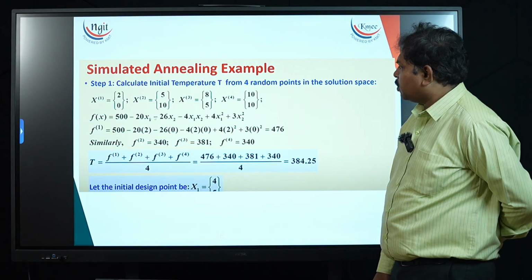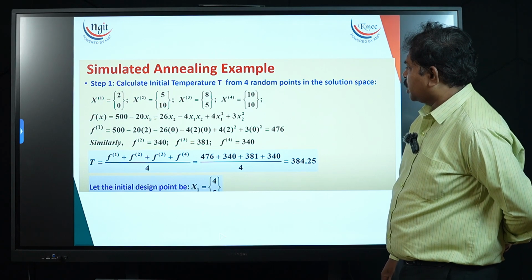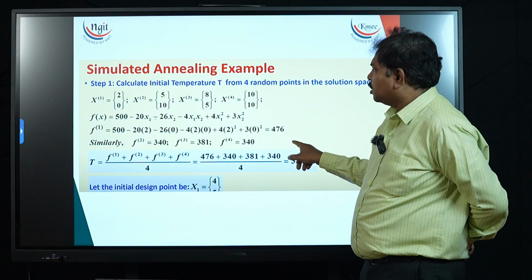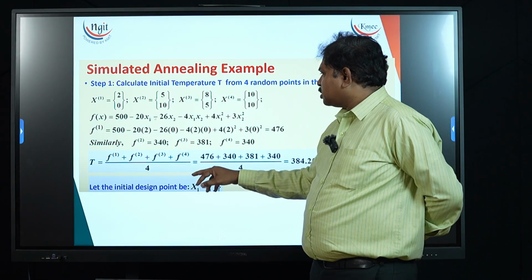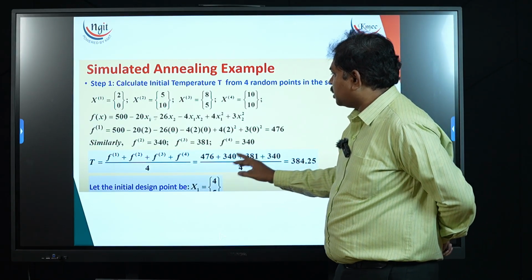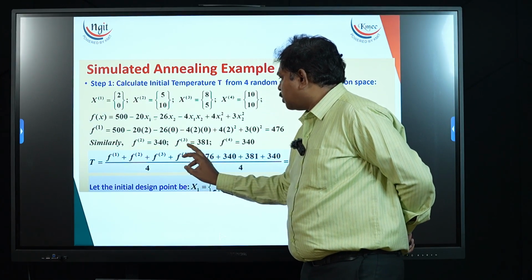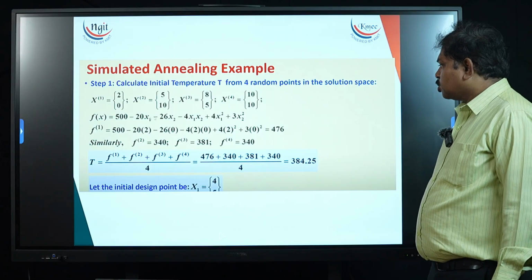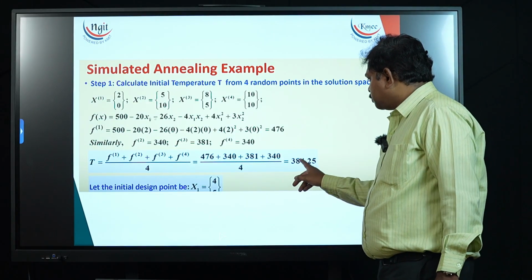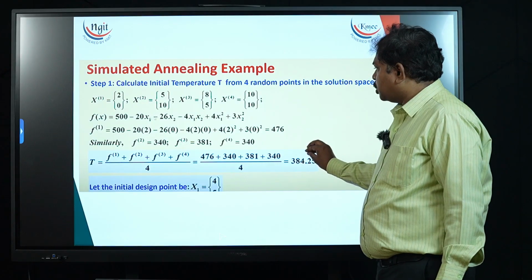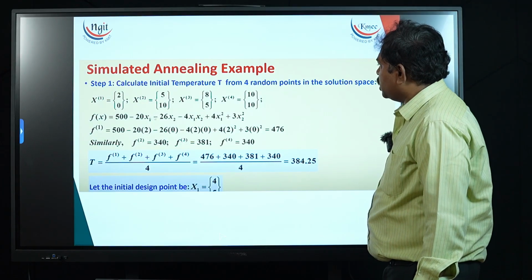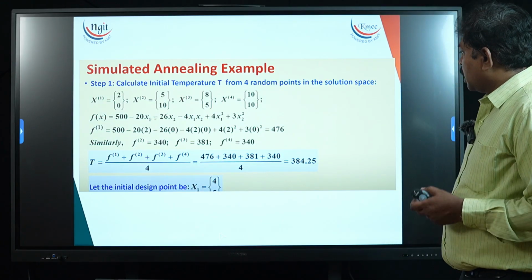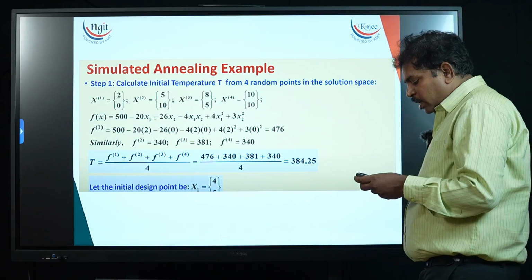So when you give the equation inputs, you get 4 values, like when you give 2 0 you get 476, when you give 5 10, and so on. These are different f1, f2, f3, f4 outputs of 4 random inputs. Then we calculate 384.2 as the total temperature, the initial temperature. First we have to calculate by giving random variables.